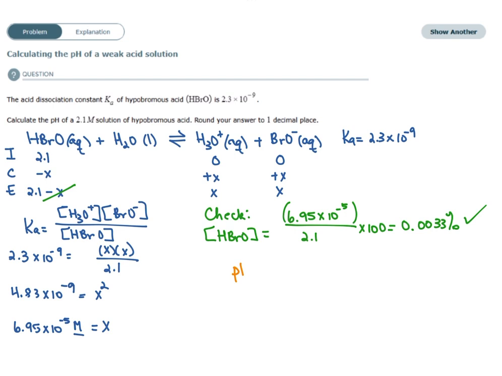Let's type this into our pH formula. pH equals negative log of the concentration of H3O+. pH equals negative log, we solved for our x, which is our H3O+ concentration. The final answer needs to have one decimal place, so pH equals 4.2. Good luck and keep practicing.